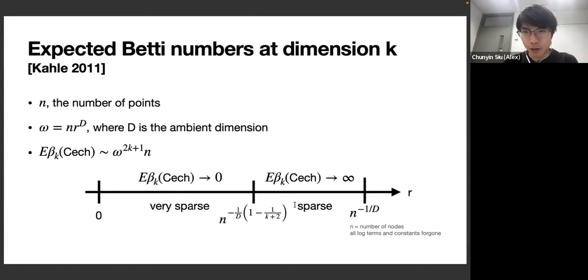So if you are in the sparse regime but not too sparse, meaning that the radius is in this region, then the n term is going to dominate, and the expected Betti number is going to diverge. But if you're very sparse, then the omega term is going to dominate, and your expected Betti number is going to converge to zero. So we have a pretty good description of the expected Betti numbers of the Clique complex. We have not just the expected Betti numbers, actually. We can also have limit theorems, but I'll not go into the details today.